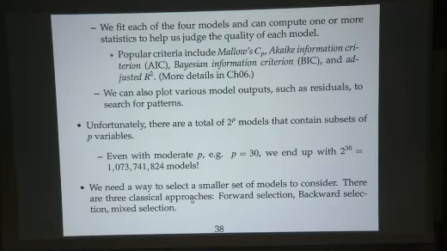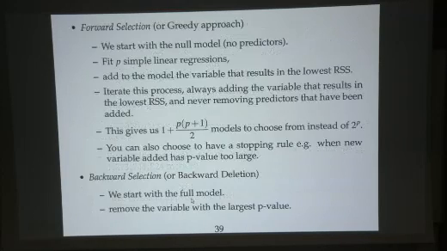There are 3 classical approaches that alleviate this problem. They're called forward selection, backward selection, and mixed selection. Forward selection is the first one that we're going to discuss. We start with a null model, so you have no predictors. Now you fit p simple linear regressions.